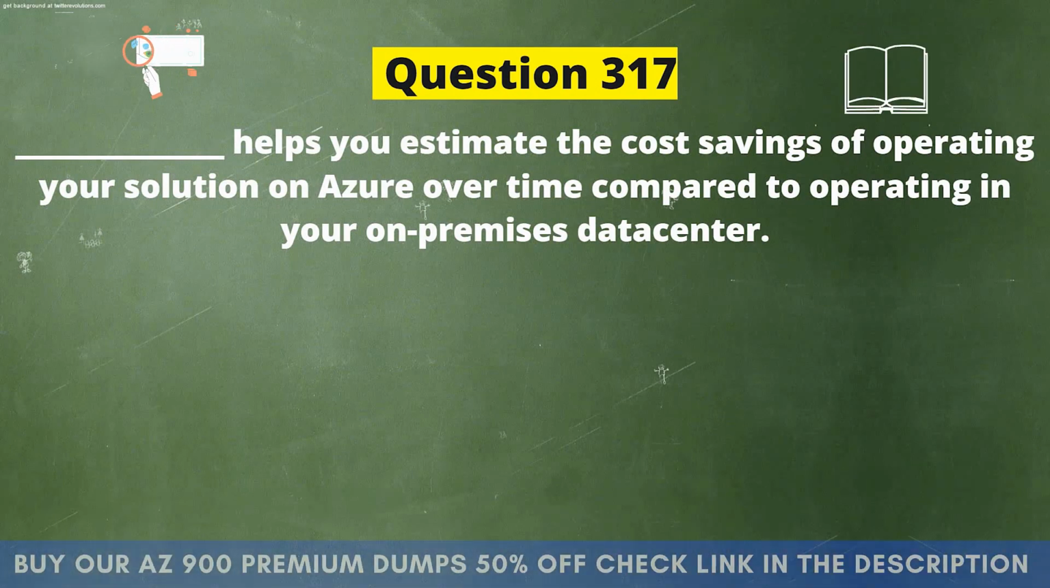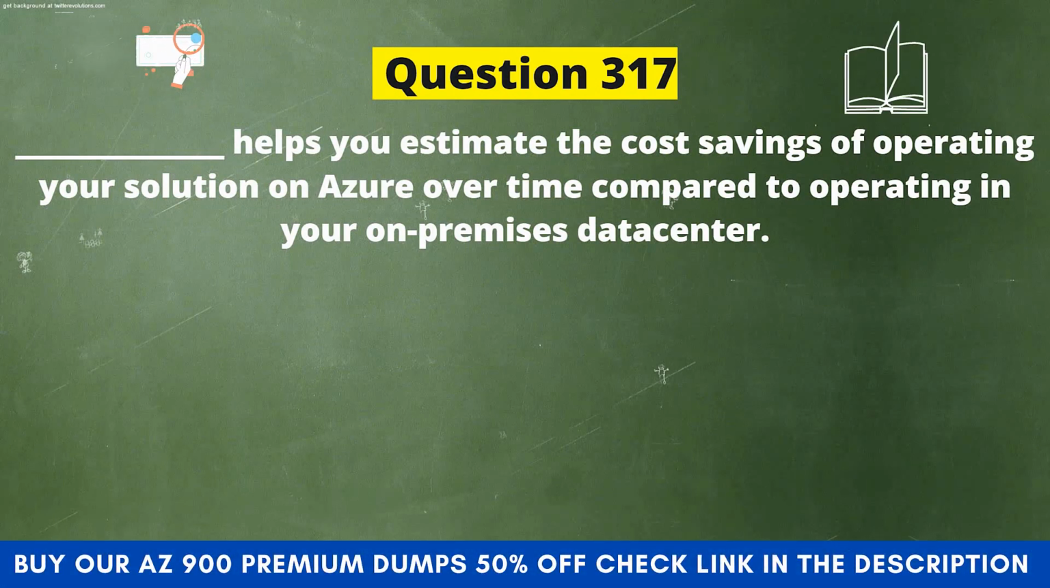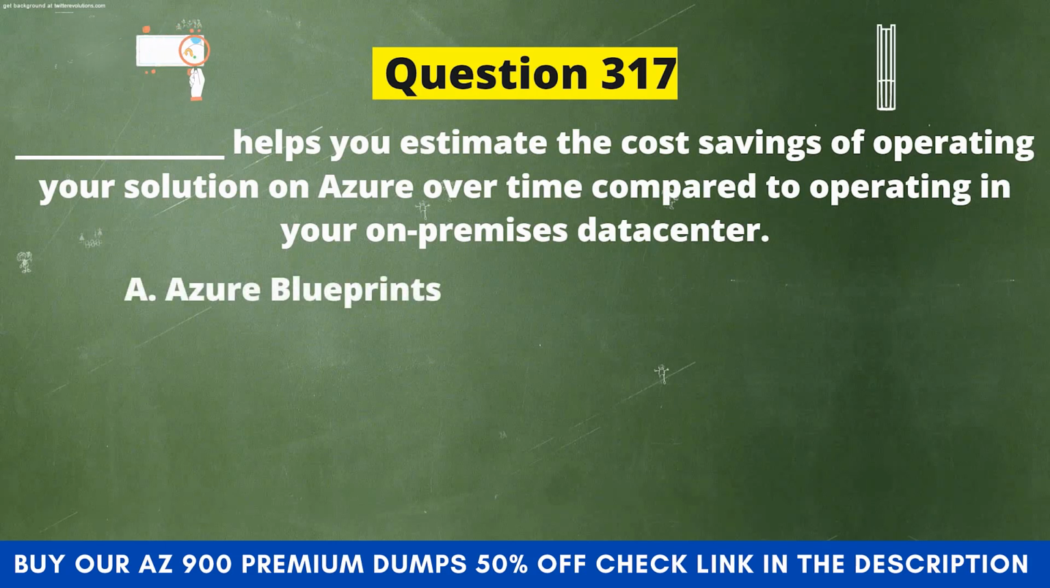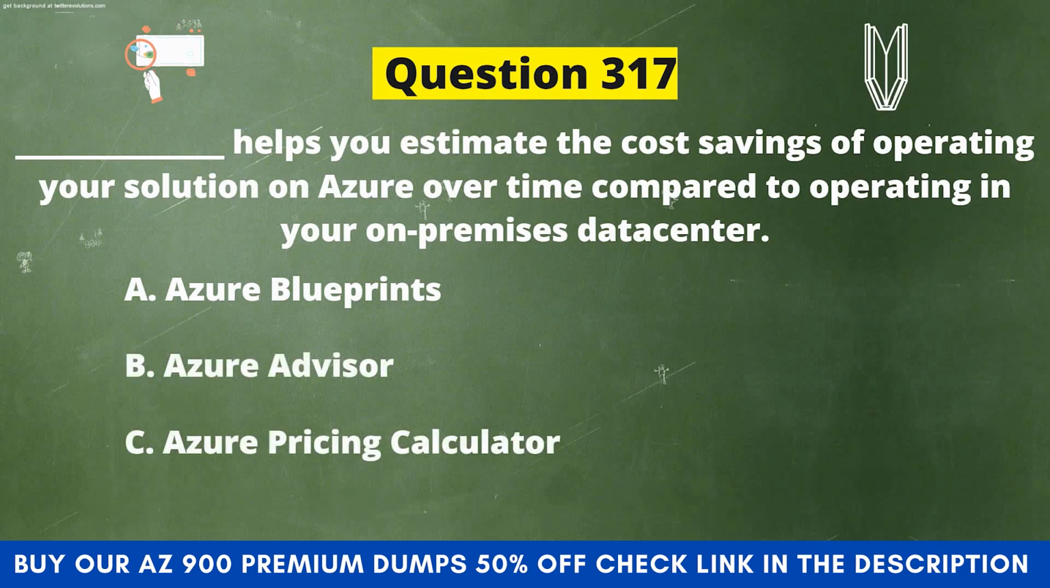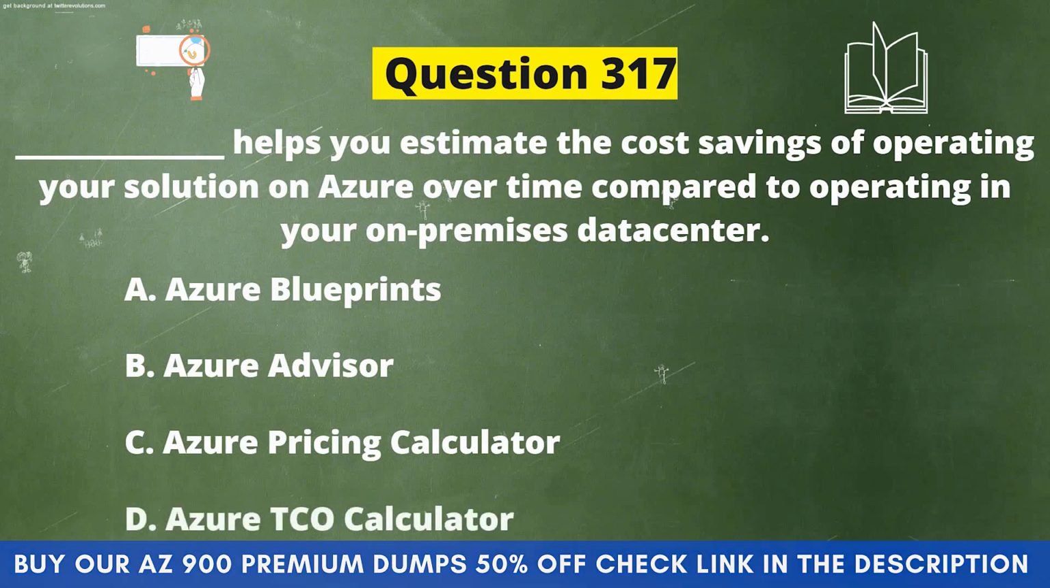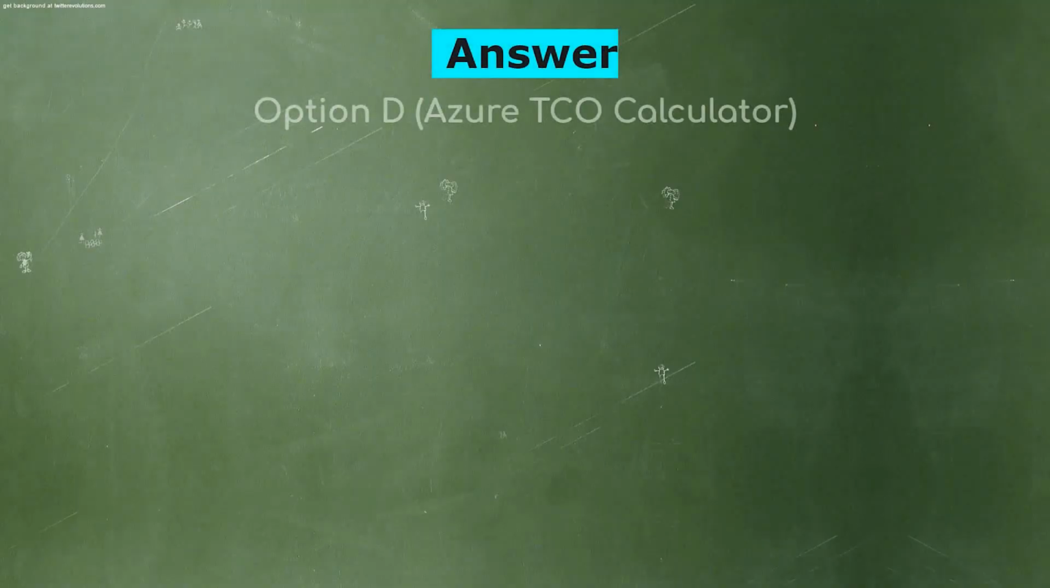Question 317. Dash helps you estimate the cost savings of operating your solution on Azure over time compared to operating in your on-premises data center. And the options are A. Azure Blueprints, B. Azure Advisor, C. Azure Pricing Calculator, D. Azure TCO Calculator. And the correct answer is option D.